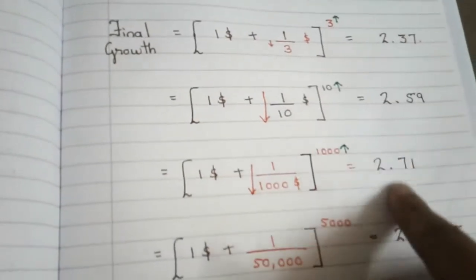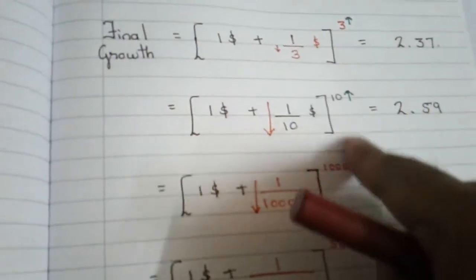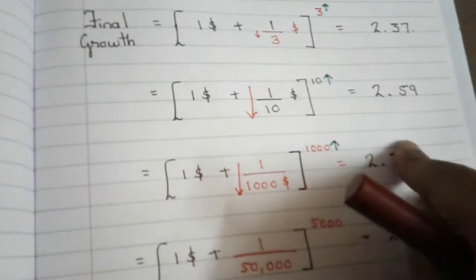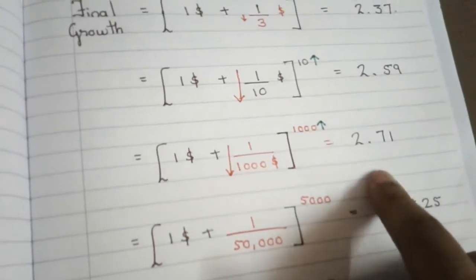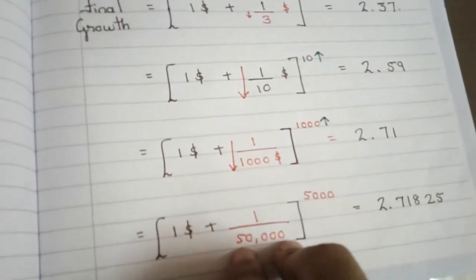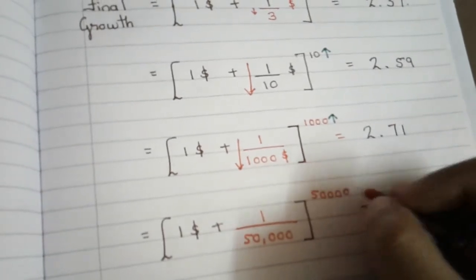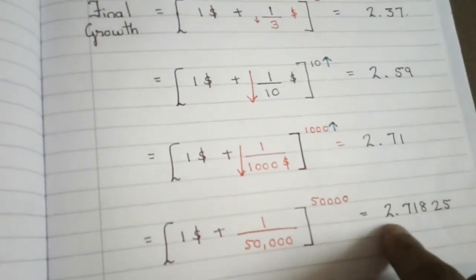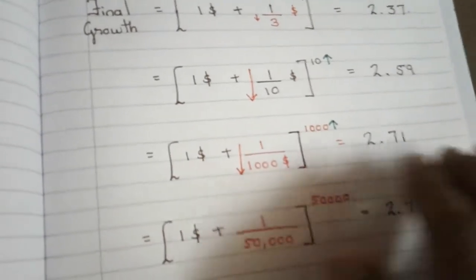It keeps growing up to a certain limit. The more you keep getting greedy, up to a certain limit, as if nature allows you to get greedy. From 2.37 you came to 2.59, you came to 2.7, but the moment you reached a high enough number like 50,000, it became 2.71825. This is the limit. You can't grow more than this.